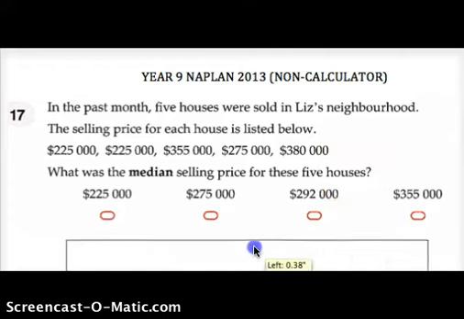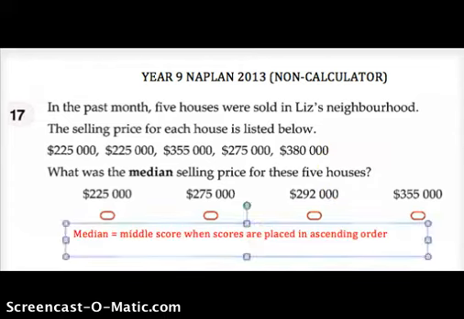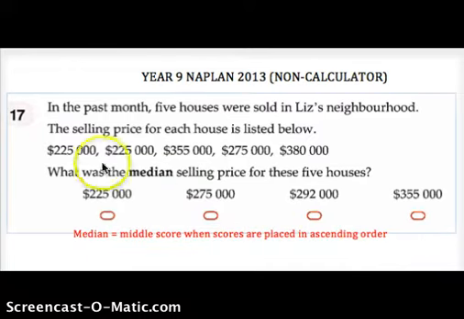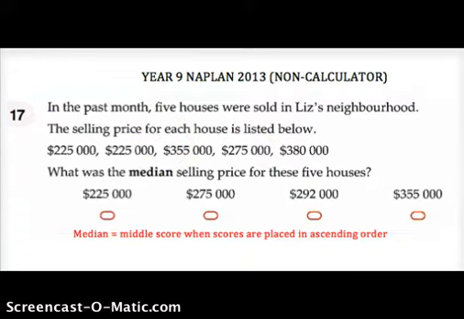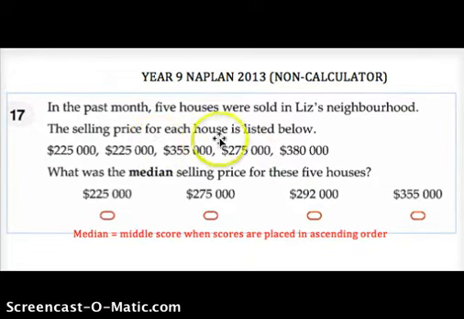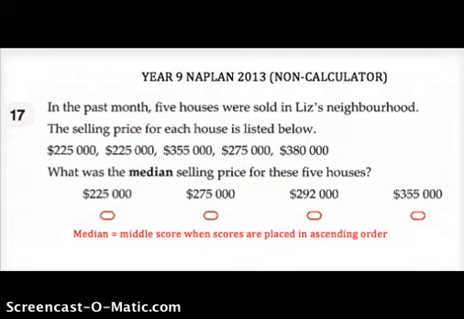Now, the median is the middle score when all your scores are placed in ascending order. Now, if we look at the scores that we've got, 225, 225, but the next in order, if you put them in order, the 275 should actually come before the 355. So we really need to swap these two prices here so that they're in ascending order. So I'll just do that now.